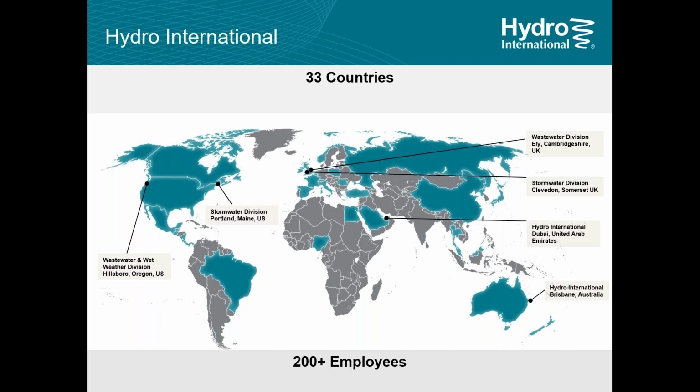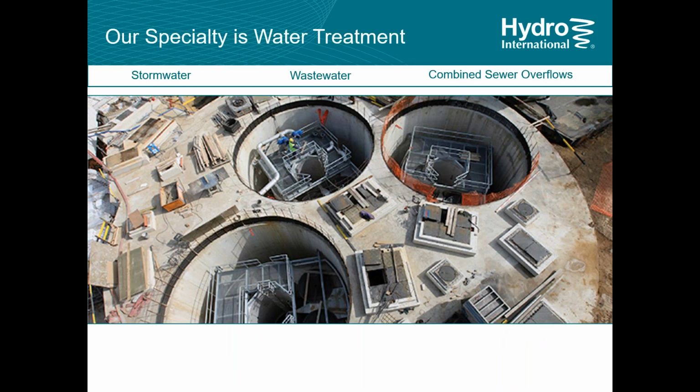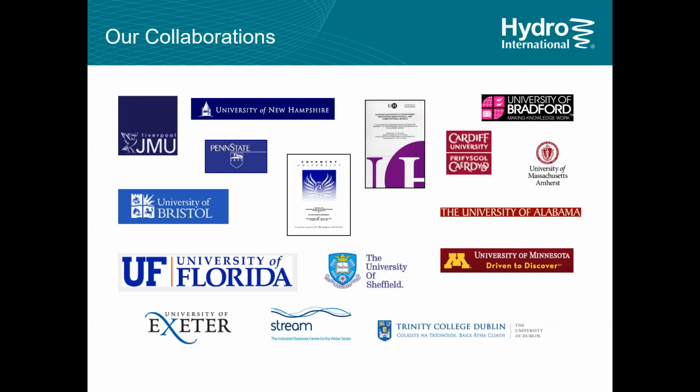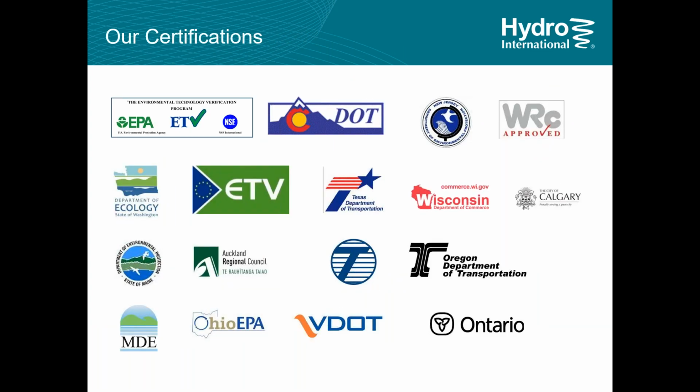situated around the world. We have a wet weather wastewater division in the US, situated on the West Coast and near Hillsborough. Our stormwater division is in Portland, Maine. The company is headquartered in the UK, and we have representative offices in both the United Arab Emirates and in Australia. Our primary areas of business are stormwater, wastewater, and combined sewers. And a lot of the products are related and overlap. A lot of the technology is similar. We do collaborative research with universities and other research organizations.